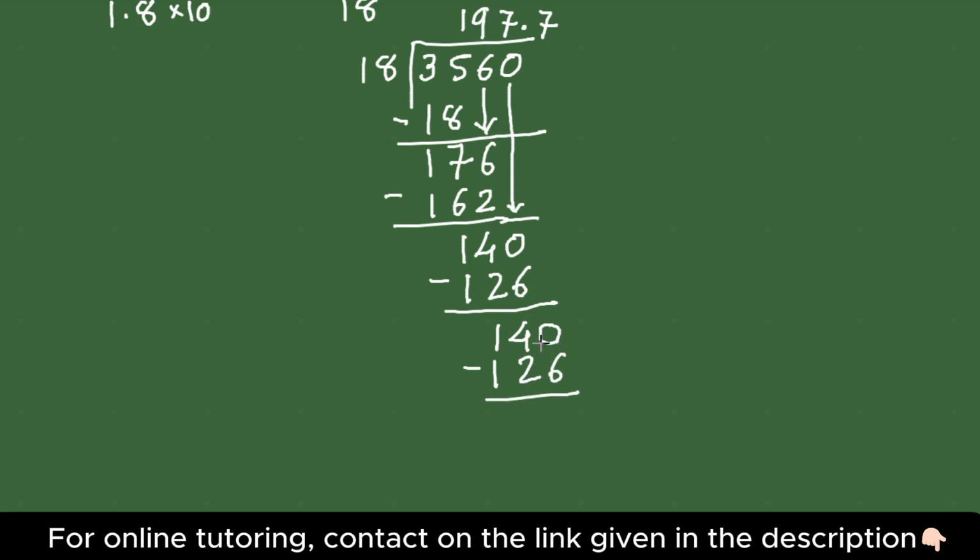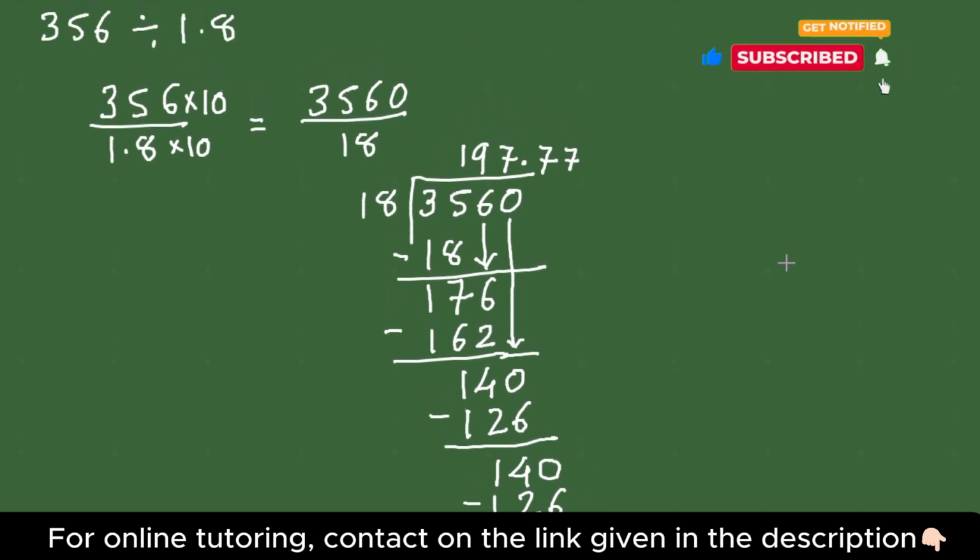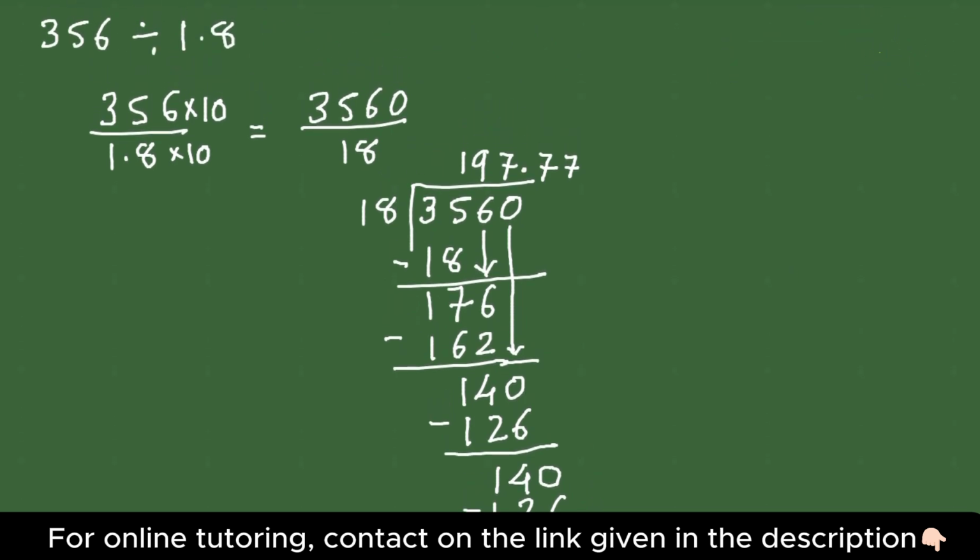140 minus 126 is 14 once again, and since we have already written a decimal point in our quotient, we can write an extra 0 here. So now once again we have 140. 18 goes 7 times in 140 and 18 times 7 is 126. Once again 140 minus 126 is 14. This will keep continuing. So our answer up to 2 decimal places is 197.77.